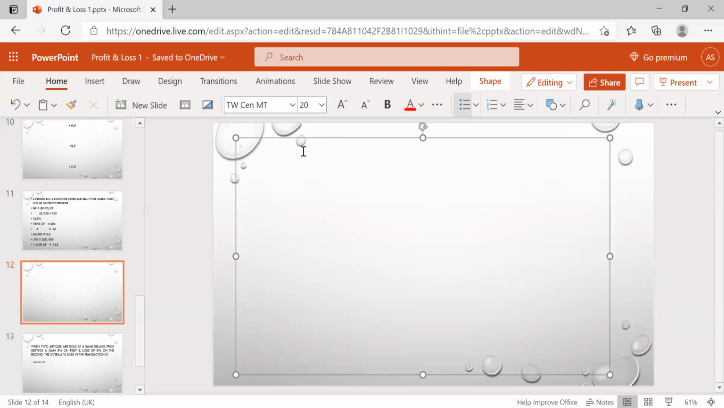Question is for you. A person buys a watch for rupees 500 and sells it for 300. Find his loss percentage. Now calculate this.